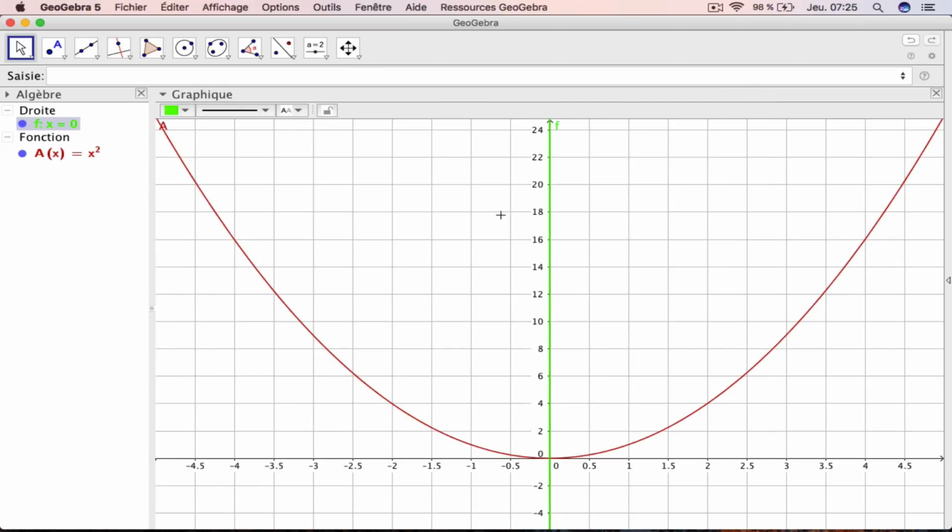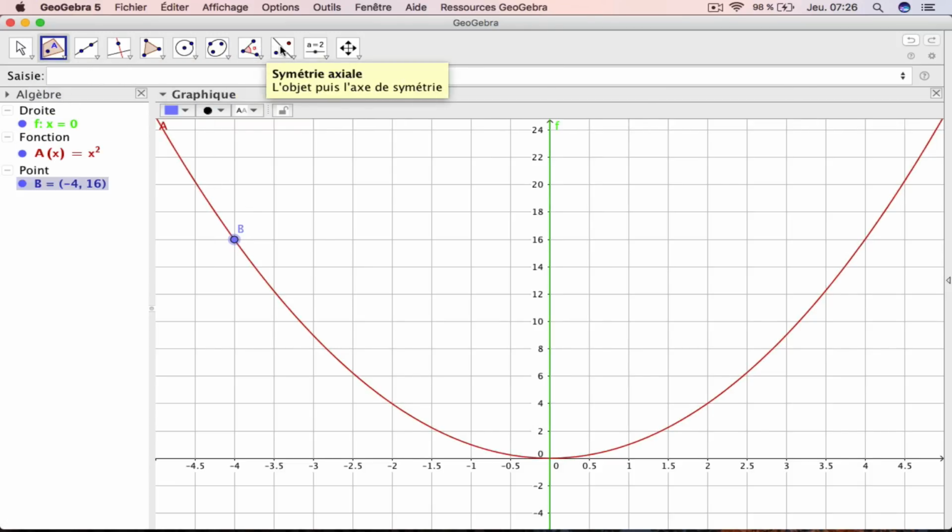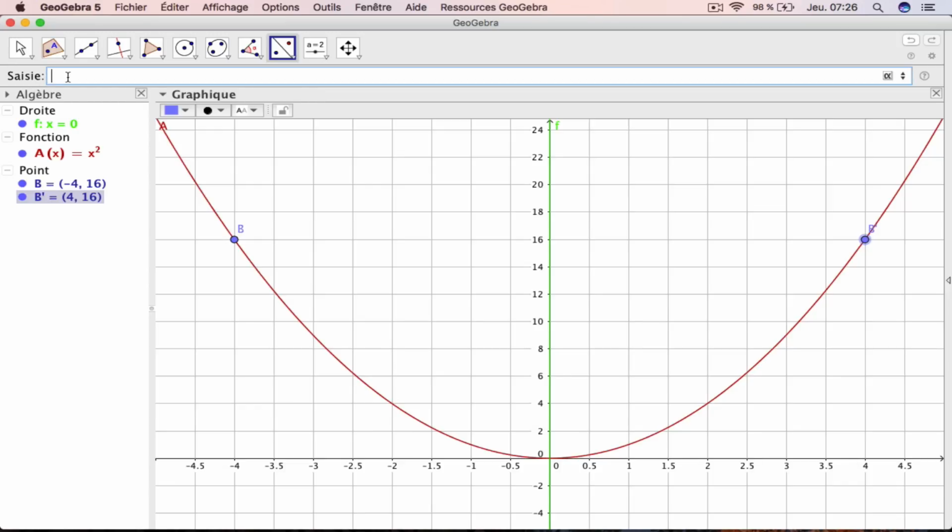We can see a symmetry between these two axes. Let's take this point and ask GeoGebra to build the symmetrical, and here it is. We can compute this easily by taking this point, and we can build an isosceles triangle.